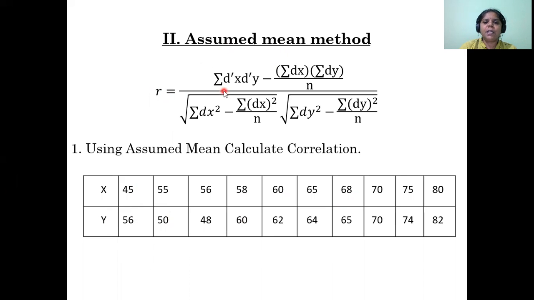Okay, children, see here: sigma dx dy minus sigma dx into sigma dy by n, and root sigma dx square minus sigma dx whole square by n, into root sigma dy square minus sigma dy whole square divided by n. This is the formula for calculating correlation coefficient under the assumed mean method. Okay, this is the problem.